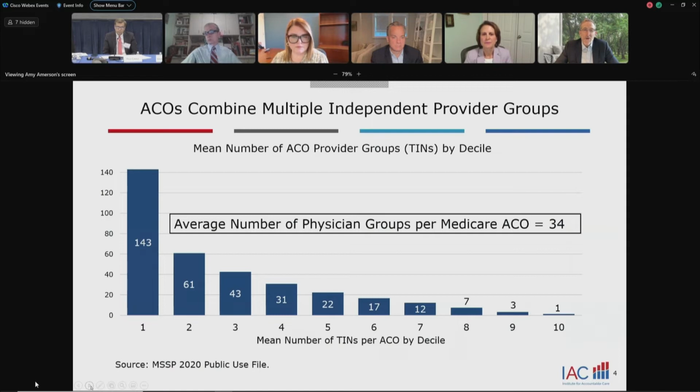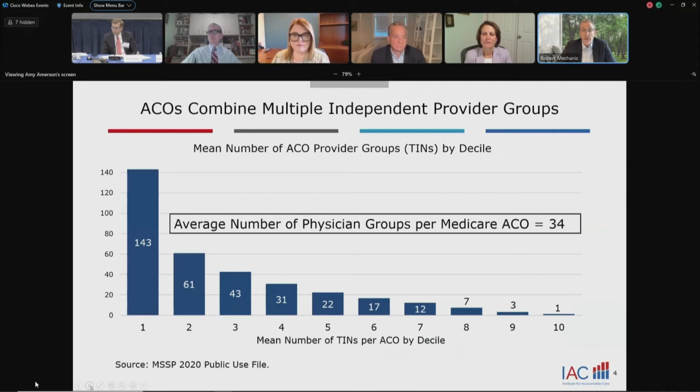So ACOs are complicated, and people say when you've seen one, you've seen one. In the Medicare Shared Savings Program, ACOs range from a size of about 30 providers to over 11,000 providers. And they're made up of a number of distinct physician groups. Many of these physician groups never worked together prior to the ACO being formed. And so on average, the average ACO today has about 34 physician groups as part of its ACO.